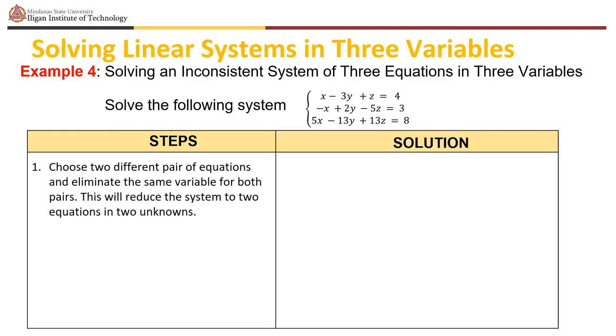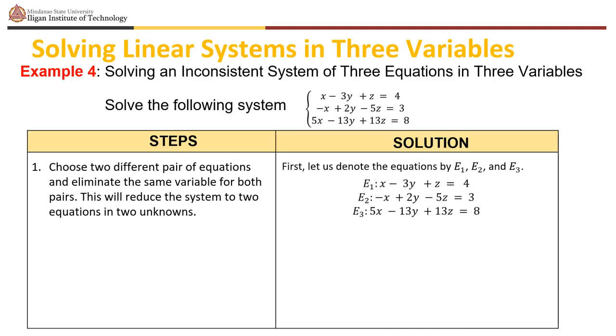Again, choose two different pairs of equations and eliminate the same variable for both pairs. This will reduce the system to two equations and two unknowns. So first, let us denote the equations by e sub 1, e sub 2, and e sub 3. So denote the first equation by e sub 1.